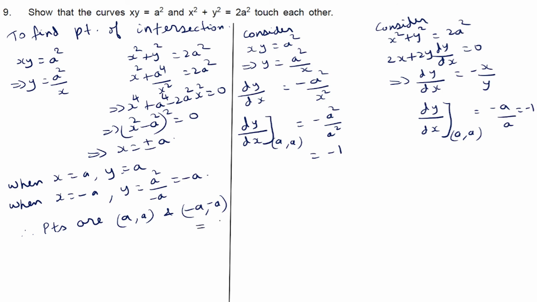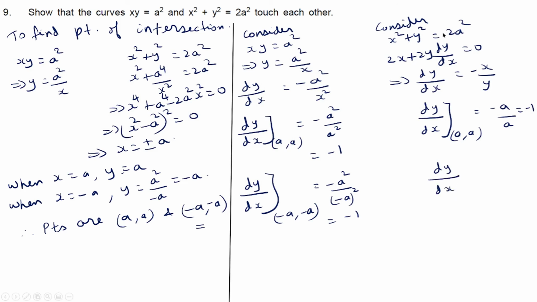Now let us take this point, dy by dx at minus a comma minus a. So dy by dx at minus a comma minus a for this curve xy equal to a square is minus a square upon minus a the whole square. So it is again minus 1, and here dy by dx is the slope of the tangent to this curve at minus a comma minus a.